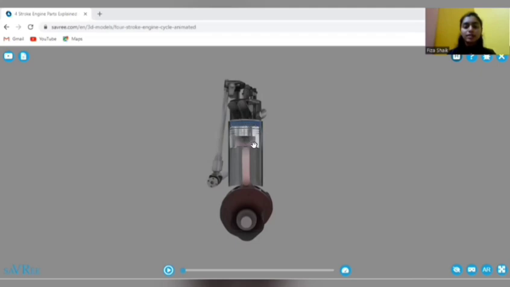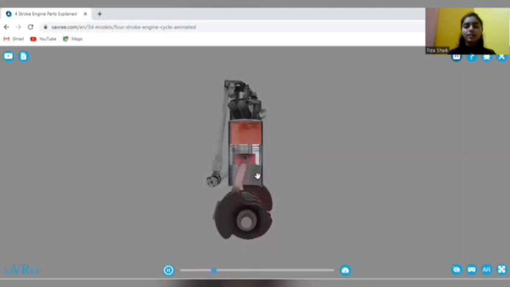Over here is the piston. This is the crankshaft. This is the connecting rod, which is connected to the piston and the crankshaft. Let us see how this works. Now the piston was at TDC, which is coming down to the BDC. This is the combustion area where the fuel mixture is present.